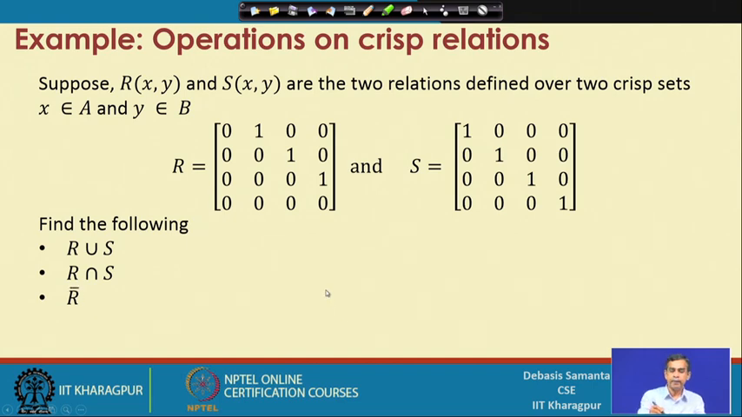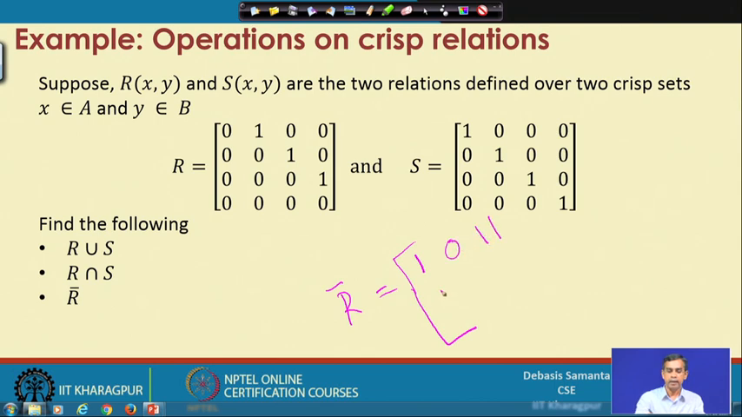Now, so far as the complement operation is concerned, R complement is basically the complement value. So, if it is 0, then it will be 1, and if it is 1, then 0. So, the complement of this is this, and then 1 1 0 1, 1 1 1 0, and 1 1 1 1. So, this is the complement of the relation R.